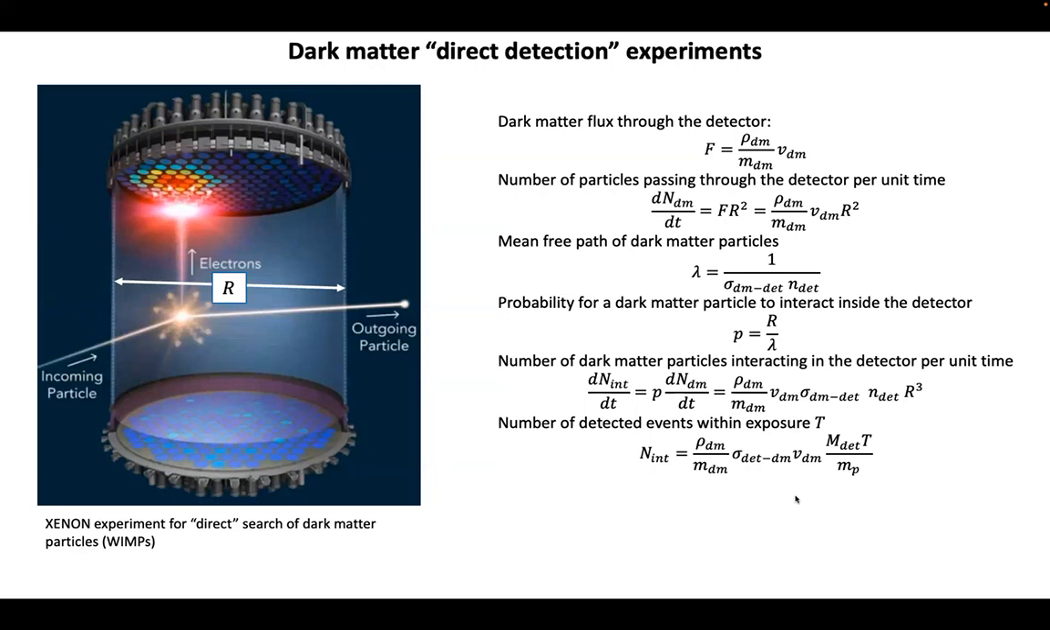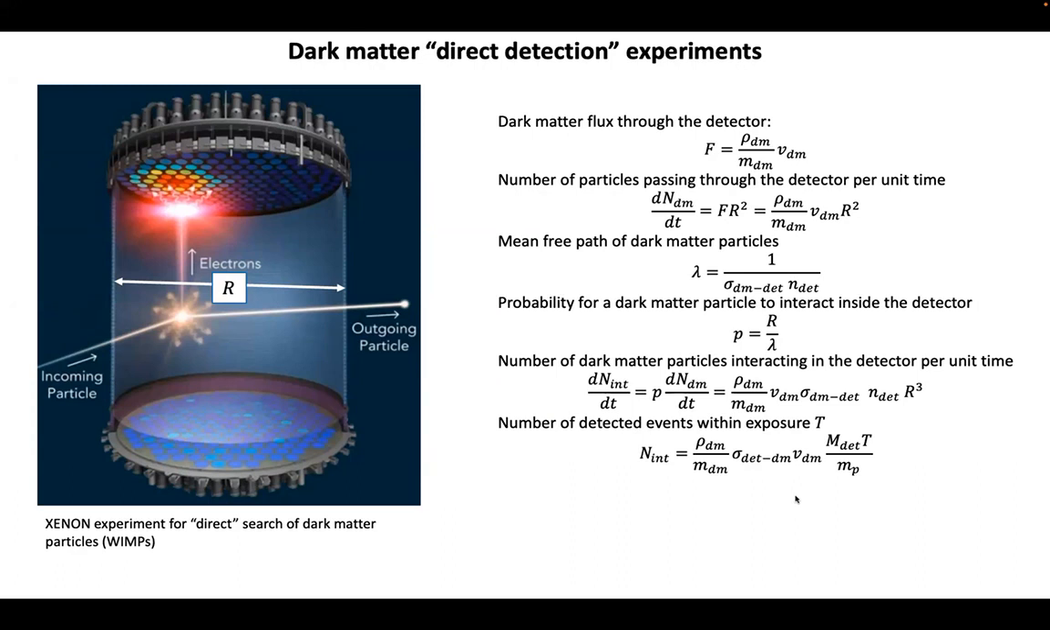Now I added a lot of subscripts to indicate the nature of, say, the cross section: the cross section of interaction of dark matter with detector. That's why I write it like this. That is more evident. Okay, so if I'm exposing the detector during some time interval t, I would just multiply this by the time interval. This is the number of interactions per exposure time.